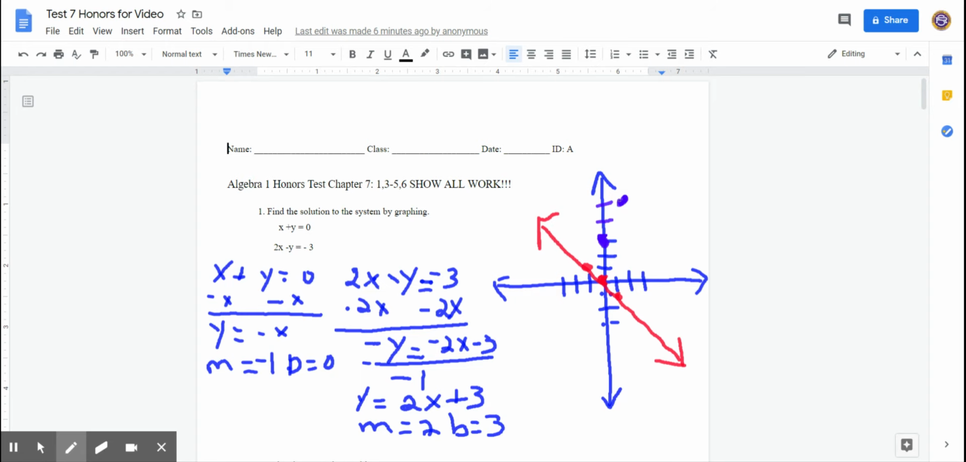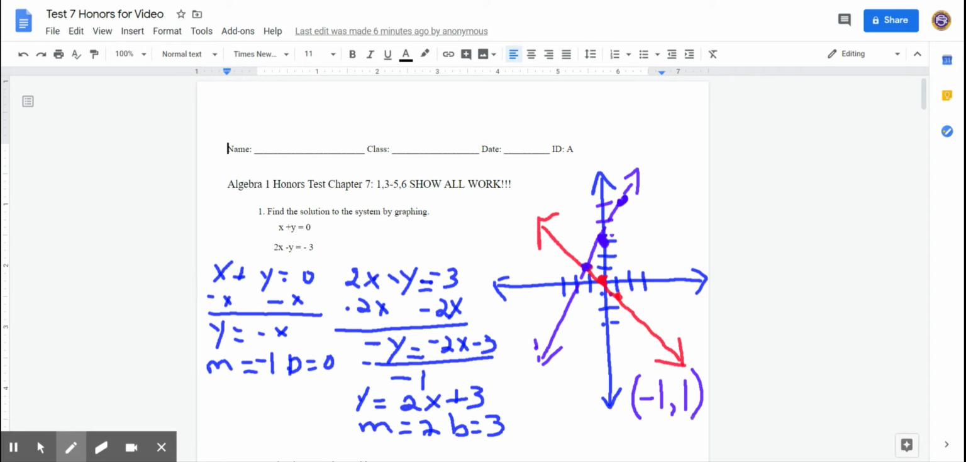Because we want to see where it intersects the other red line, we should go probably down 2 and left 1. And when we do that, we get an exact point of intersection. So we can see that these two lines intersect at the point negative 1, 1.